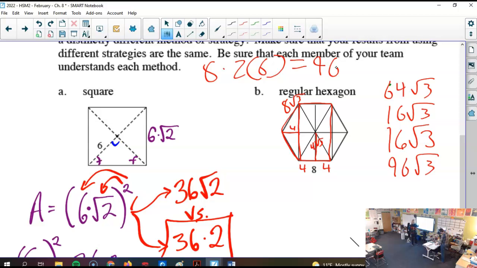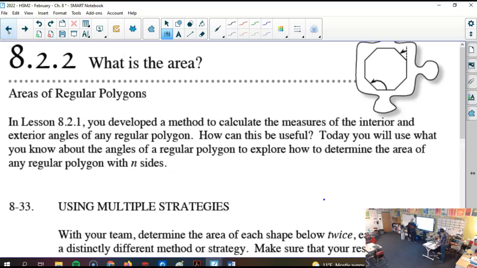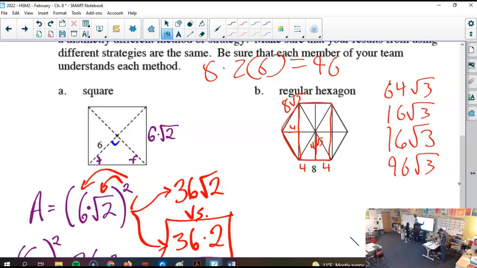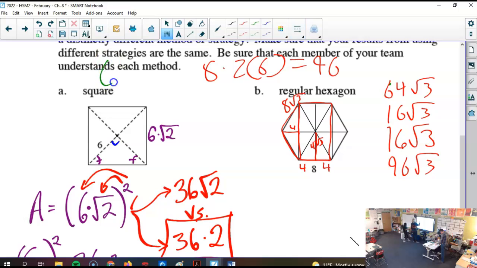Wait, what if we just do it over here? Click the right arrow. But we don't have the equation over here. So let's just do it on the square first, which we already know the answer to. So that's 6 times 6, you know? So it's 6 radical 2, because that's the outside line, times 2 times 4. So 6 radical 2 times 8.